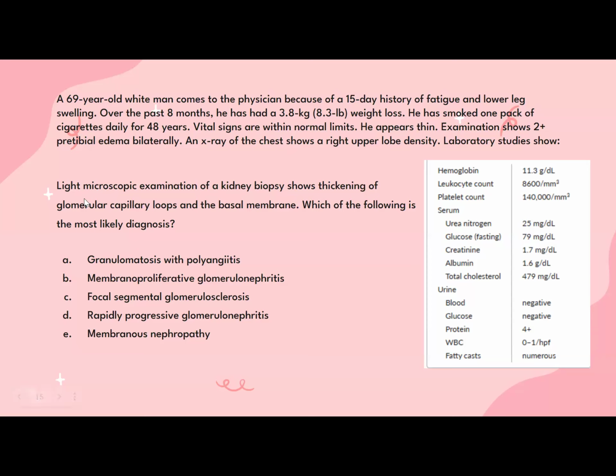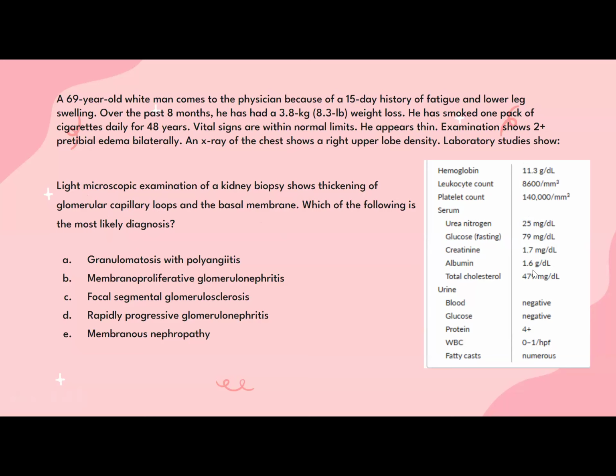So there's these. Light microscopic examination of a kidney biopsy shows thickening of glomerular capillary loops and the basement membrane. So now what are we seeing? We're seeing thickening of the basement membrane and the glomerular capillary loops. If we were to look at the laboratory studies properly, hemoglobin is a little bit decreased, but it's not alarming. Leukocyte is fine, platelets are a little bit low. The urea nitrogen is slightly elevated, the glucose is perfectly fine. Creatinine is a little bit elevated, but not too bad.